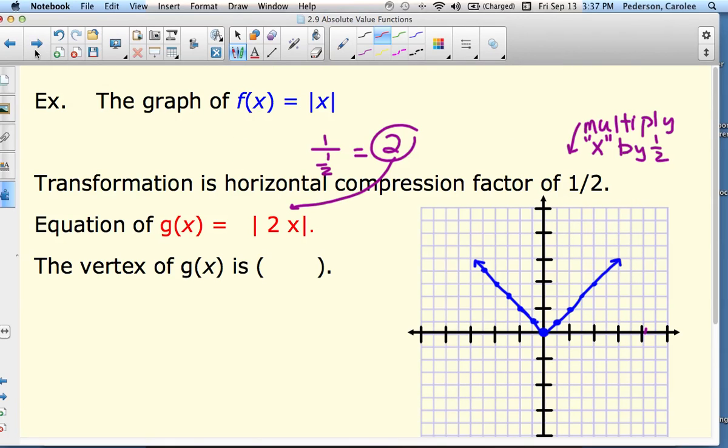The last example, I put a couple extra notes in here for you. Be careful on these. This is now a horizontal change. So we're changing the x-axis, and it's a factor of 1/2. Think of multiplying the x values by 1/2, but when you write it as an equation, you have to flip the 1/2 so it becomes a 2 in the equation. The vertex will still be the same.